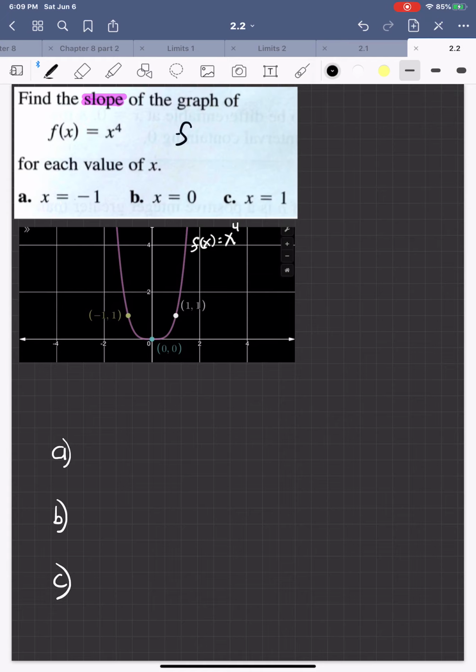So f prime of x. Well, the good thing is this is an easy derivative. This would be 4x to the power of 3. Okay, so step 1 is done. We now have the derivative.